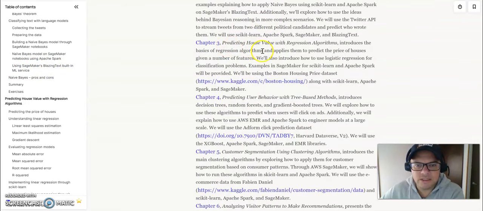Chapter 3 is going to be an example of the prediction of house value with regression algorithms. It gives you an introduction to the basic regression algorithms and applies them to predicting house prices given a number of features.